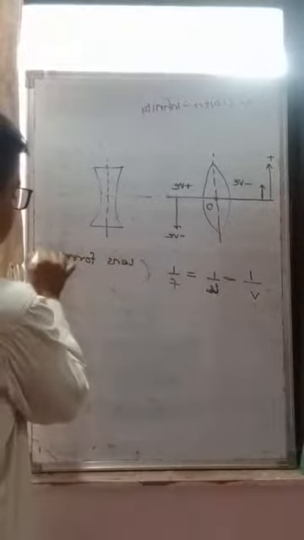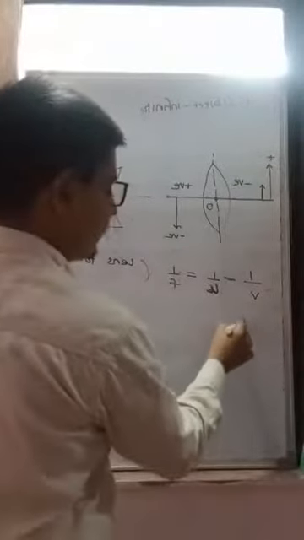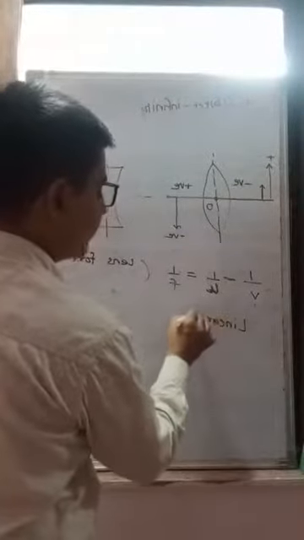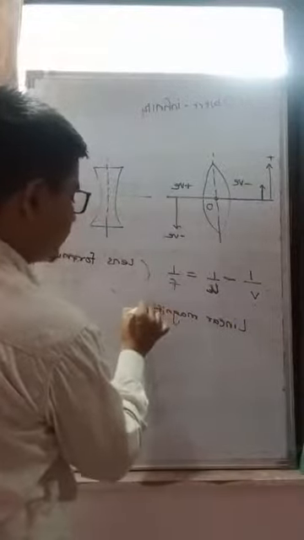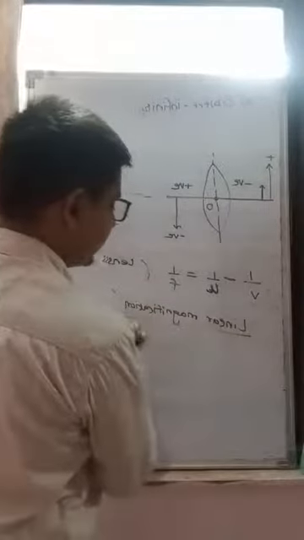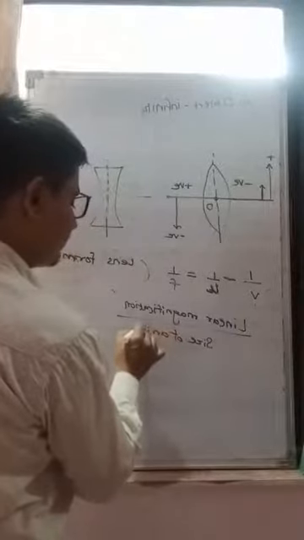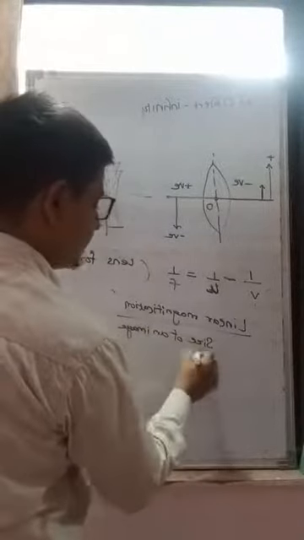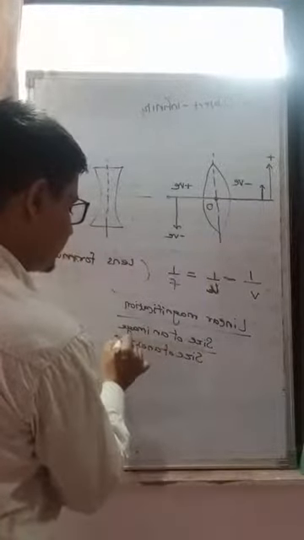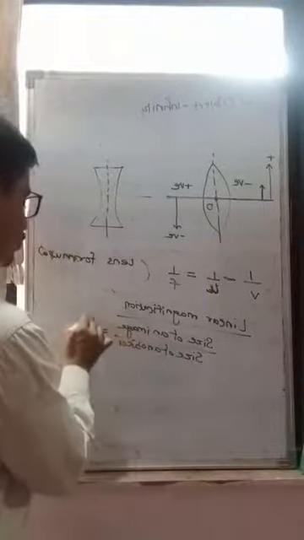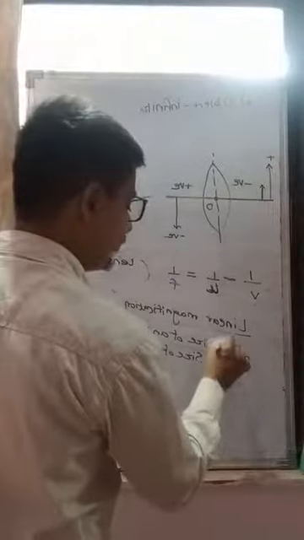And we also have linear magnification. From the word magnification, you know how much the image is magnified with respect to the object, that means the ratio of the size of the image to the size of the object. That is h2 upon h1. That is called magnification, denoted as m.